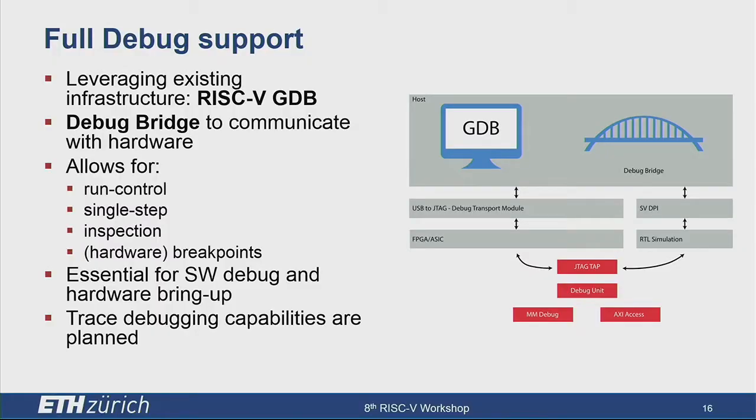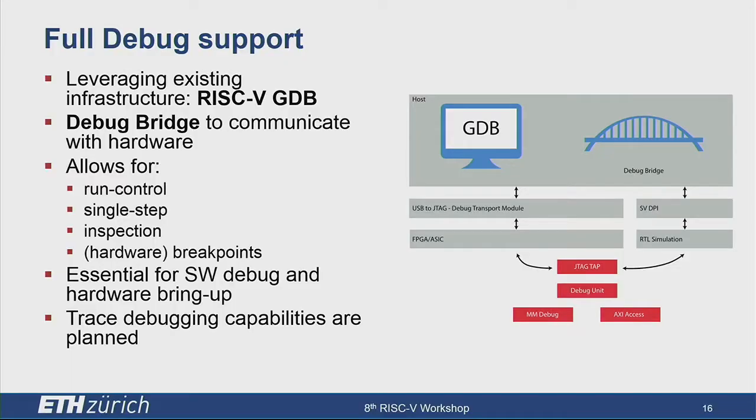So as I said, Ariane also comes with our own version of debug. There might be interest to align this with the official version, but right now it's based on the RISC-V version, and allows for run control, single stepping, and so on, what you're used to. And I also personally would really like to engage with the trace debugging group, so maybe we should get in touch to eventually add the trace debugging feature.